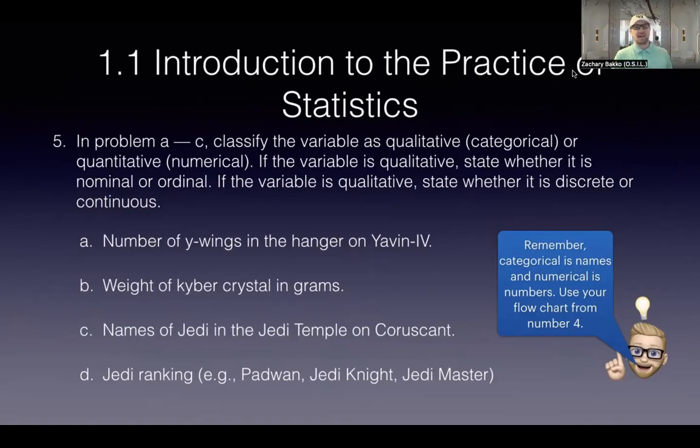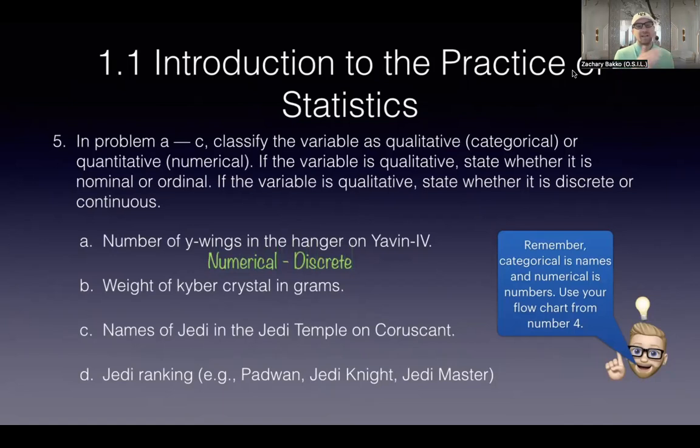So let's think about this. We have number of y-wings in the hanger on Yavin 4. Well, the word number is a key giveaway, so I know it's not categorical. It's going to be numerical, but can I measure the number of y-wings? I mean, you can argue that, but mainly we're going to keep things simple and say we can just count the number of y-wings in that hanger. So this is going to be numerical, discrete.